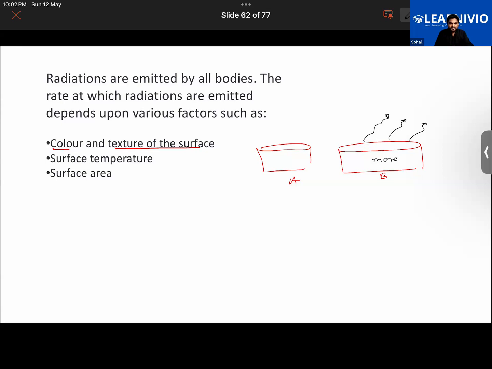So you see, we have talked about conduction also. Conduction requires contact, while in convection, contact is not required, but a medium is required. Keep that in mind. In conduction, contact is required. In convection, contact is not required, but a medium is required.